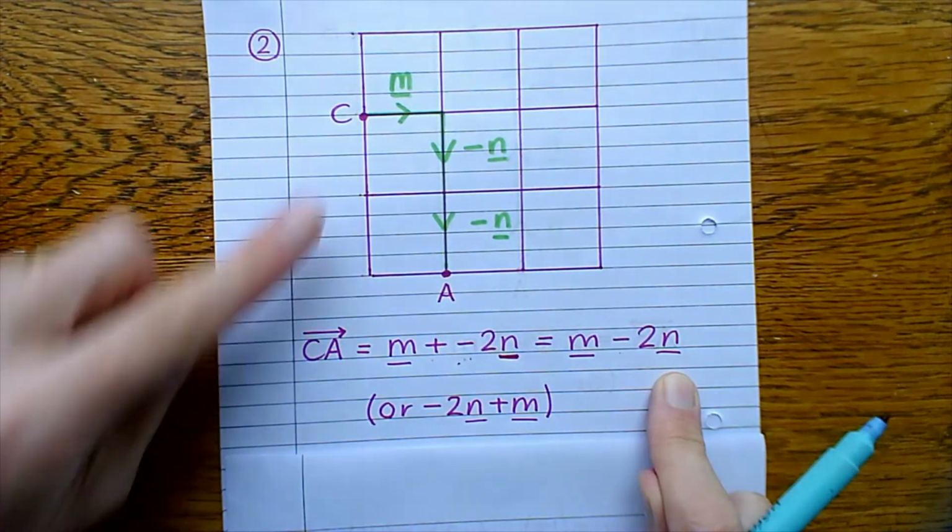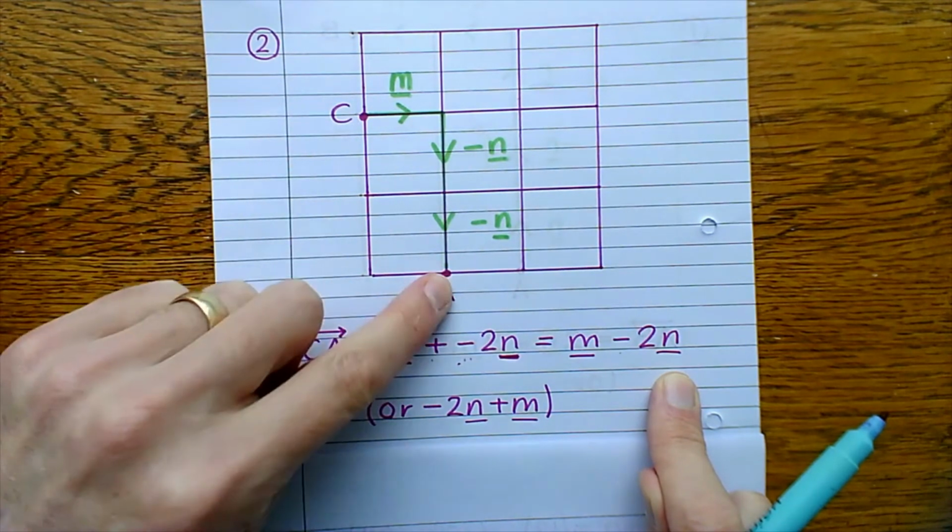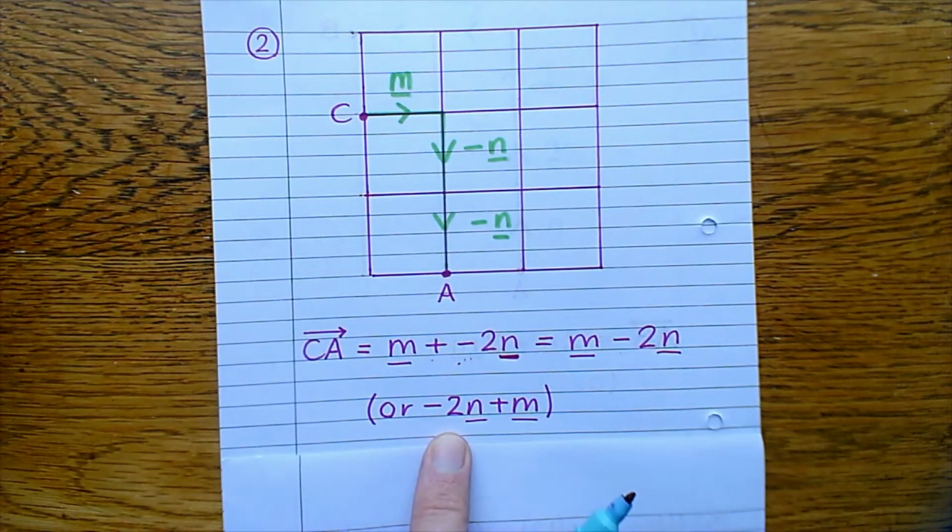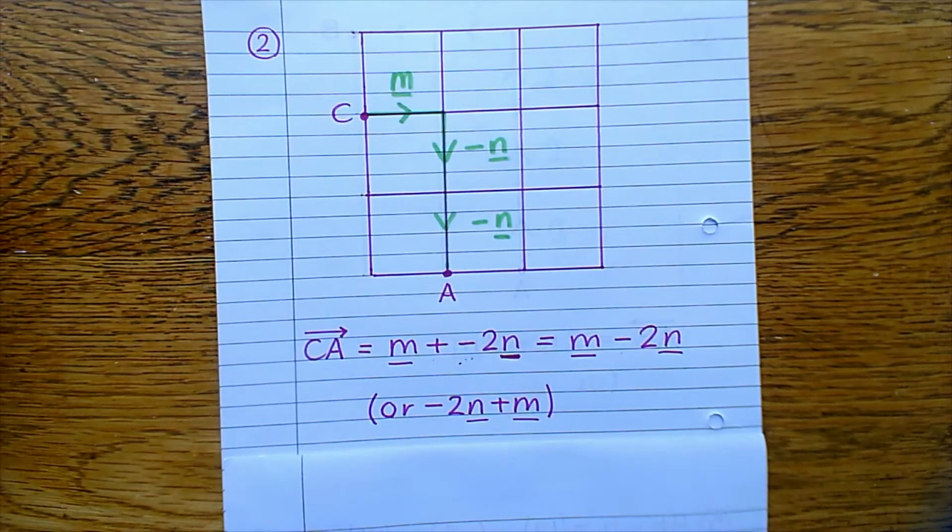But of course there's always an opposite. You could have come down first and then along, which would have been minus 2n plus m. Okay, pause while you get the details of this done. I think it's worth going through this slowly because, as I say, it's something people have found confusing.